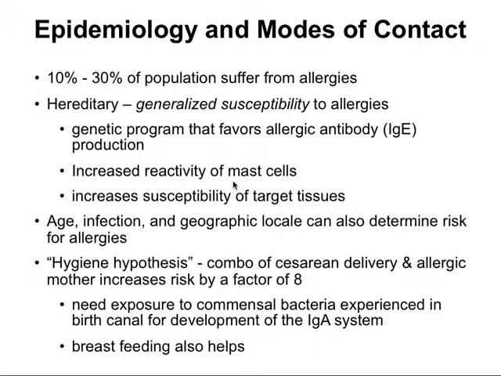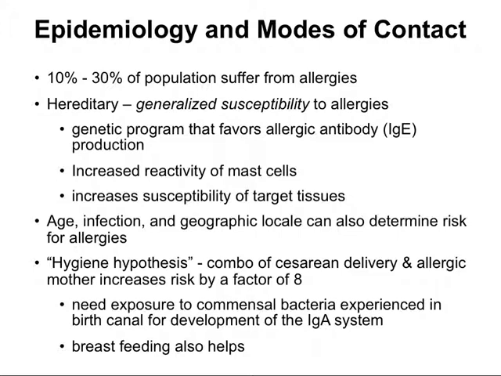This hereditary link for the propensity to have allergies in general seems to be a genetic program that favors the allergic antibody IgE production, as well as an increased reactivity of the mast cells and an increased susceptibility of the target tissues. About 10 to 30% of the population seem to suffer from allergies. Now, many of these could be unreported due to the availability of over-the-counter remedies. Age, previous infection, and geographic locale also will determine the risk for allergies.